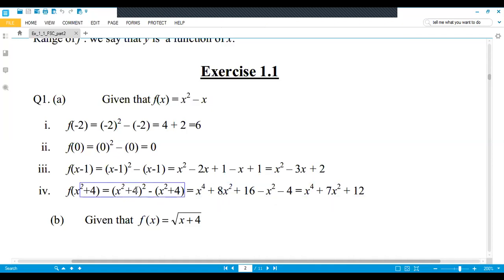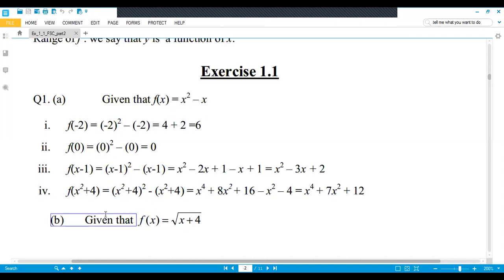And b square, b here is 4, so 4 square is 16. And this one bracket you open, minus x square and minus plus minus 4. Now you simplify it: x power 4 you write as it is, 8x square minus x square is equal to 7x square. You subtract them, 16 minus 4, you get 12. So in this way, you have to find all the 4 parts for A.